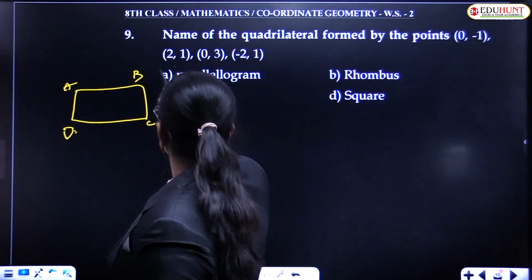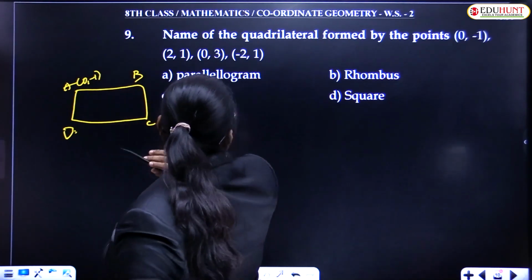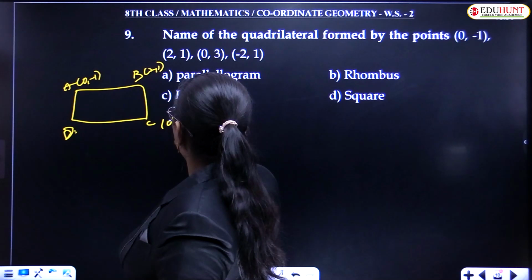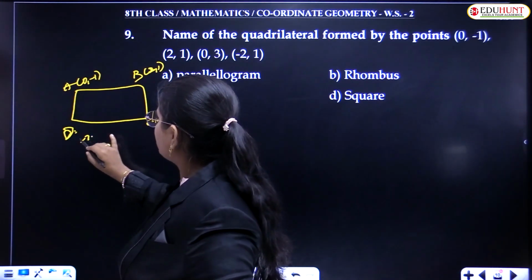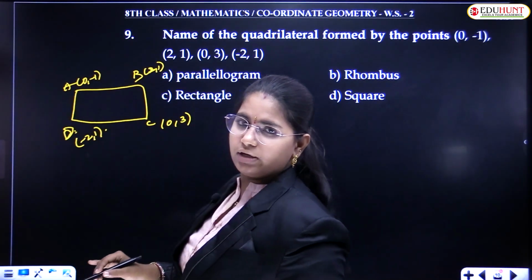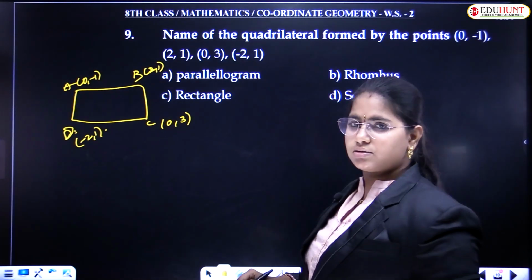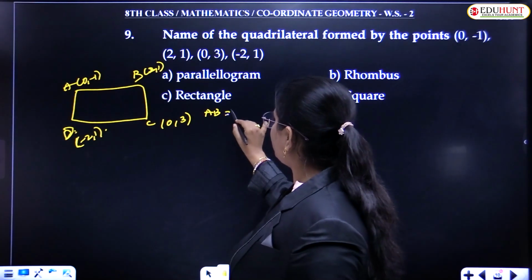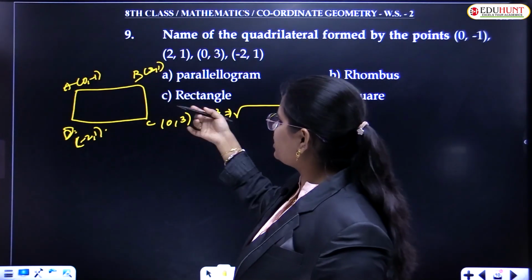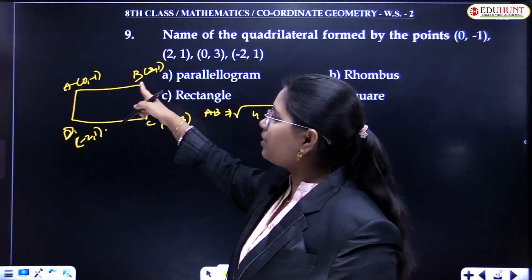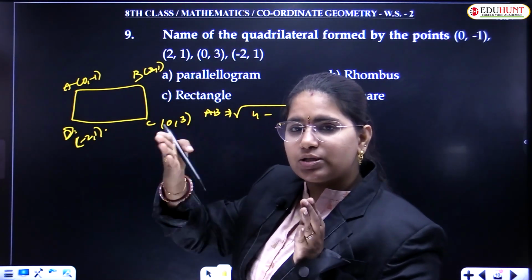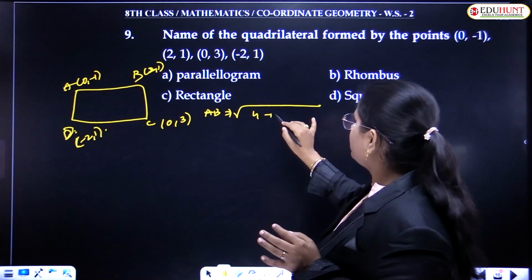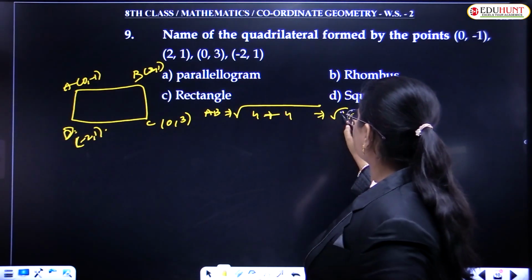So what are the points? 0 comma minus 1, 2 comma 1, 0 comma 3, and minus 2 comma 1. I have drawn the figure. Let's calculate the distances. AB length is root of 2 minus 0 whole square, which is 4, plus 1 minus of minus 1, which is 1 plus 1, 2 square, which is 4. So root 4 plus 4 is root 8.